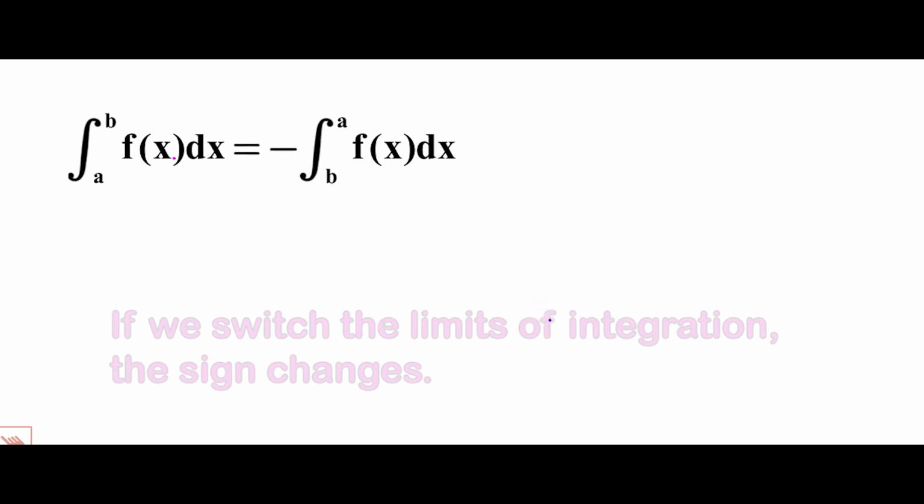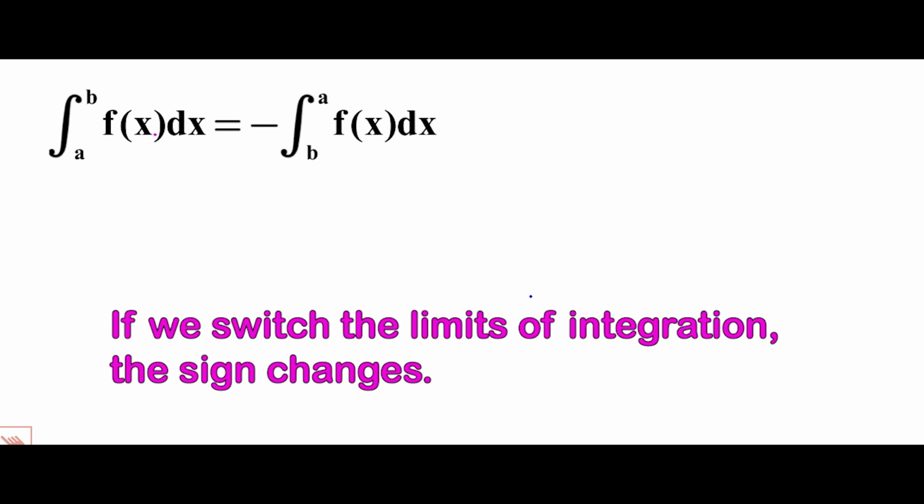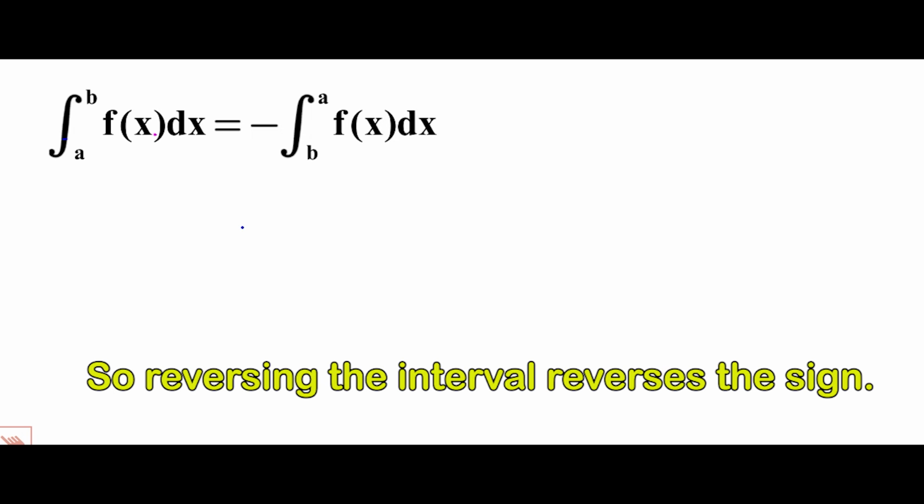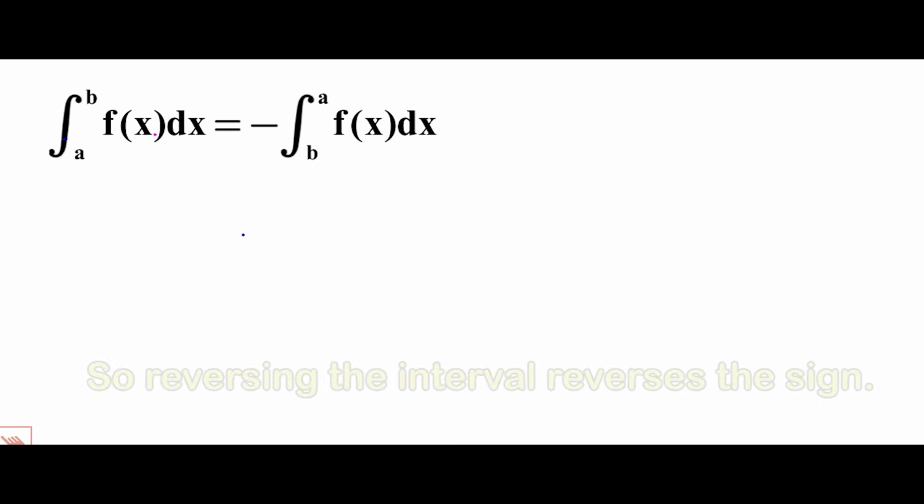Number 2, if we switch the limits of integration, the sign changes. It means the integral of f of x dx from a to b is negative the integral of f of x dx from b to a. So reversing the interval reverses the sign.